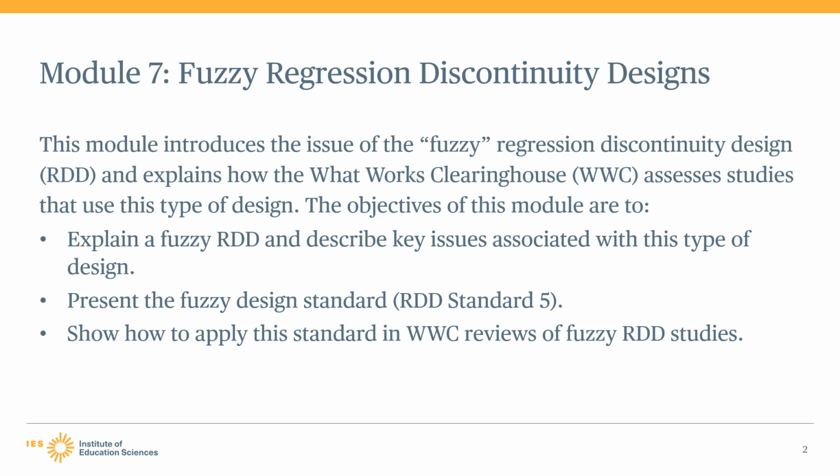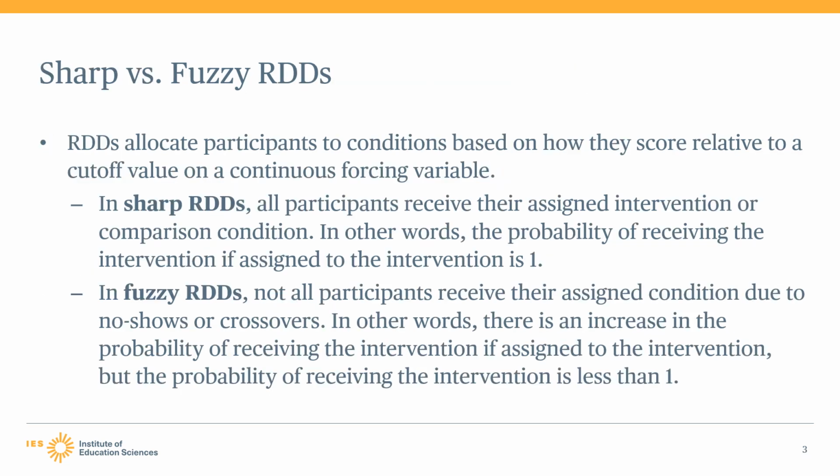After completing this module, you will be able to define what a fuzzy regression discontinuity design is and how it differs from a sharp regression discontinuity design. You will be able to describe the WWC's fuzzy RDD standard and will know how to apply that standard when conducting a WWC review of a fuzzy RDD study. Before we describe the fifth RDD standard, we will begin by providing a brief overview of what is meant by a fuzzy RDD and how we go about calculating impacts from fuzzy RDDs.